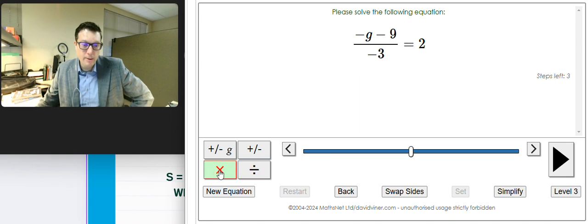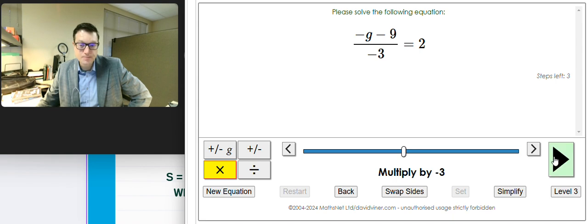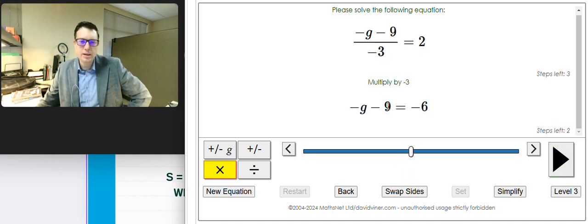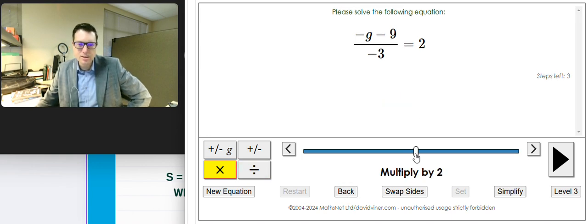Actually, I'm going to do this one. I'm going to multiply both sides. I'm going to do this one because I see I could do a trick of multiply by negative 3. And, oh, it didn't do the top. What did I do here? I'm going to go back. I'm going to multiply by positive 3.